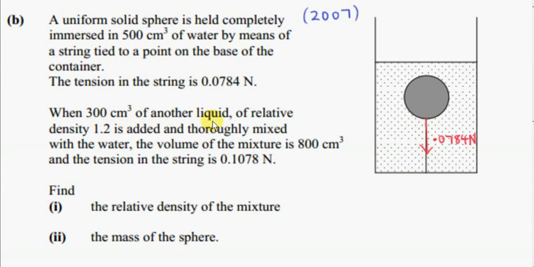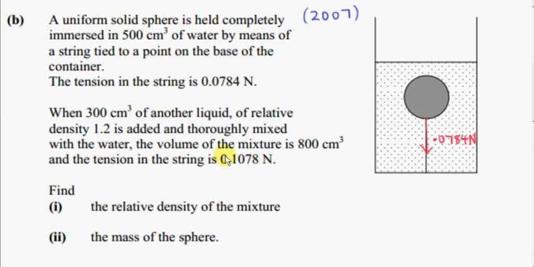When 300 centimeters cubed of another liquid of relative density 1.2 is added and thoroughly mixed with the water, the volume of the mixture is 800 centimeters cubed, and the tension in the string is 0.1078 newtons. So notice that the tension of the string increases from 0.0784 to 0.1078 newtons.